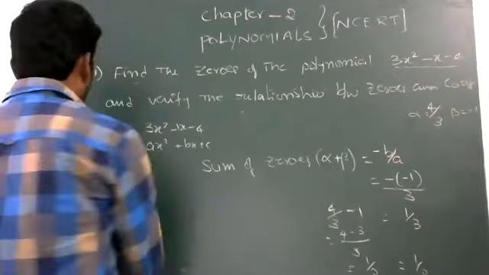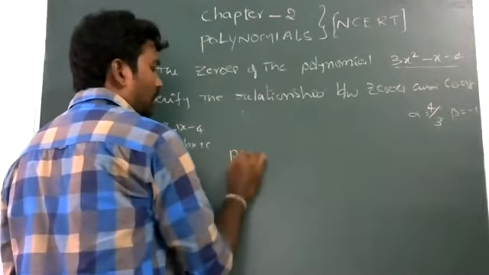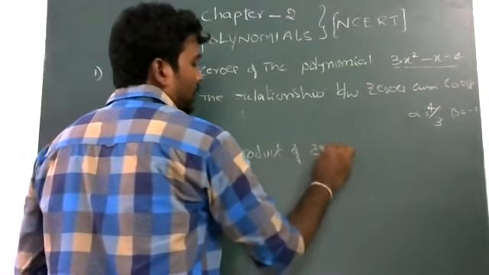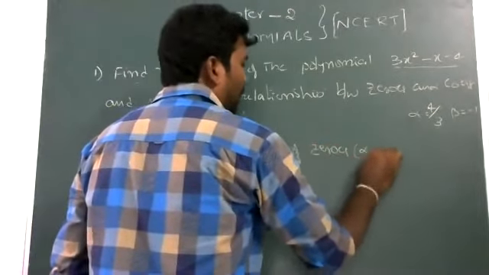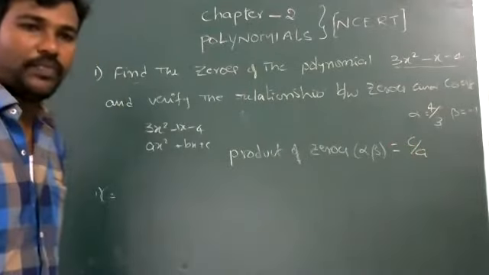Now comes the product of zeros. What is the product of zeros formula? Product of zeros of the quadratic polynomial: alpha beta equals c by a.